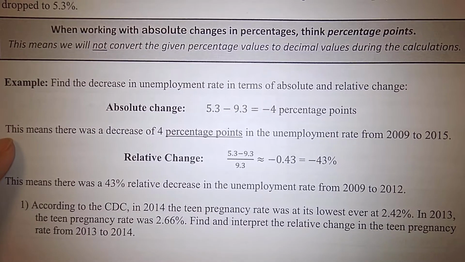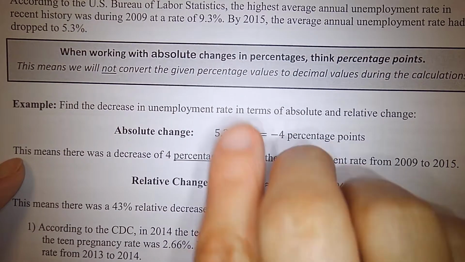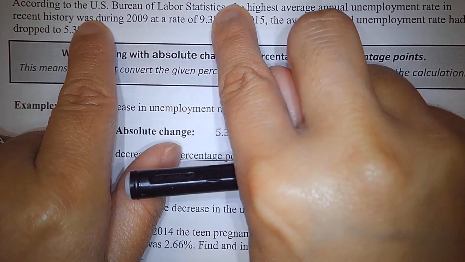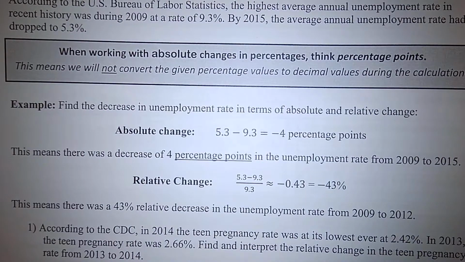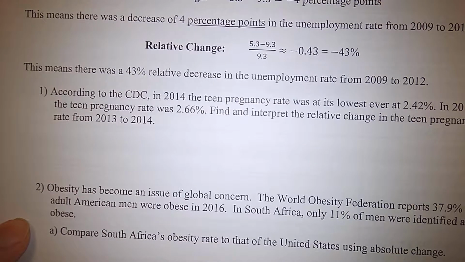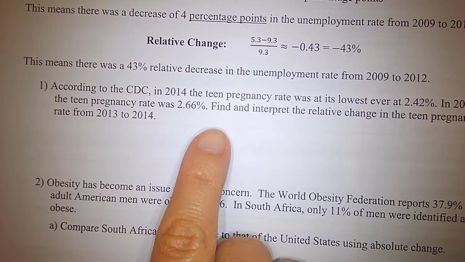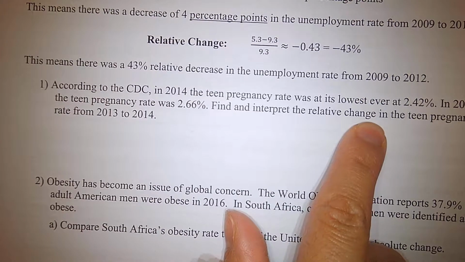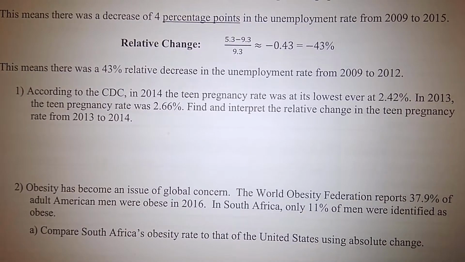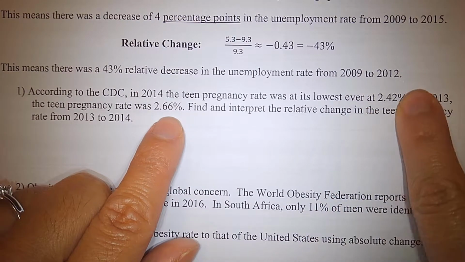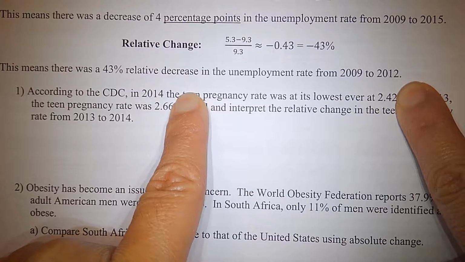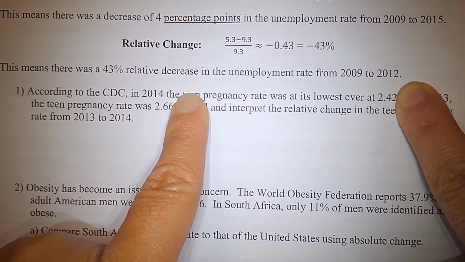So here we just understand what a percentage point is. That means we'll not keep those percentage symbols. We just use the numbers directly and we call them percentage points. Okay? Okay, for these problems, question 1 and 2, it asks us to find what? To find and interpret relative change, from this year to that year, by using what? Percentage point. That means when we do the calculations, we just use 2.42 and 2.66 for our percentage points, but we don't have to keep the percentage symbol.